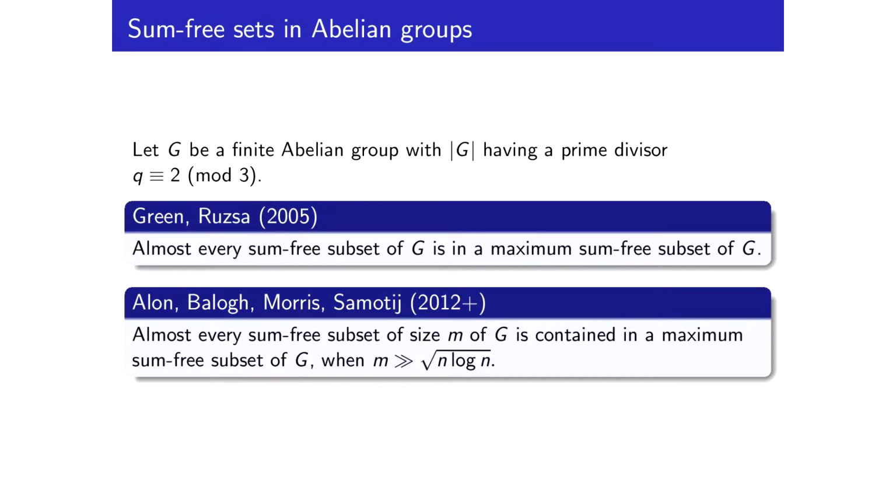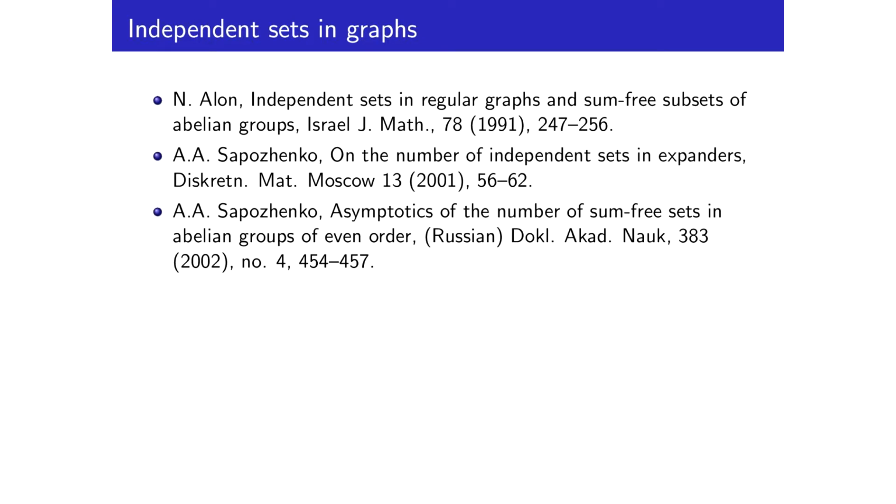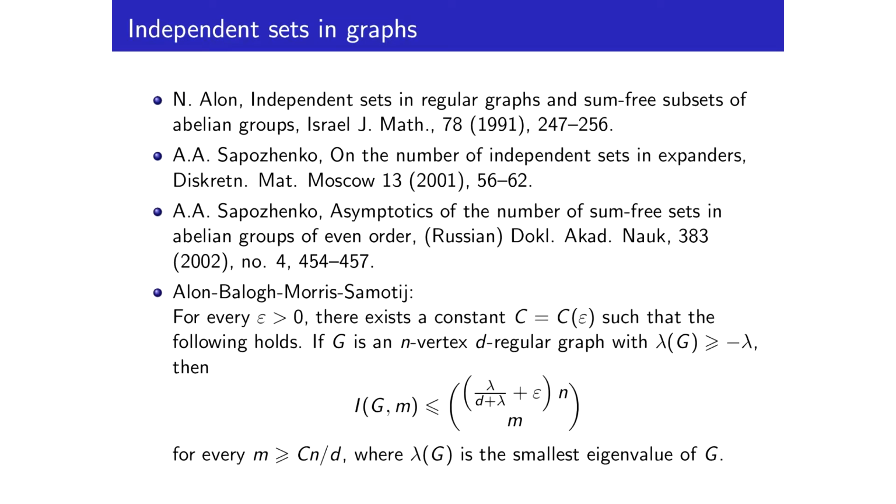So, something about the proof technique. Just showing some literature: there was a paper of Alon where the title said independent sets in regular graphs and sum-free subsets of Abelian groups. Schacht had two papers appearing about the same time. One is about independent sets in expanders, the other is about counting sum-free sets in Abelian groups.